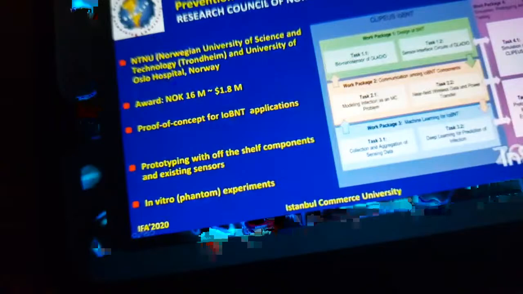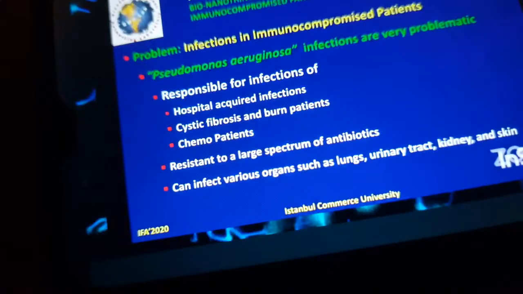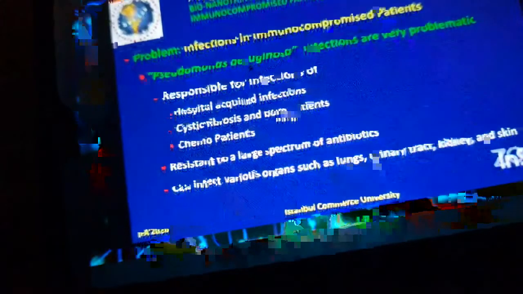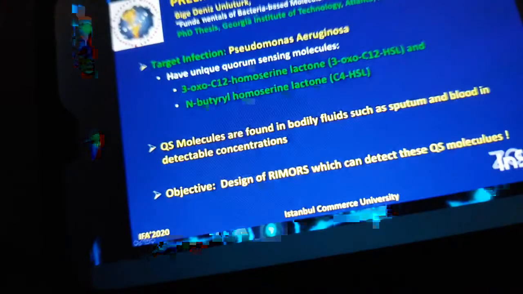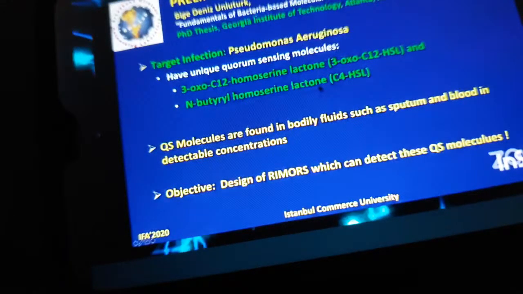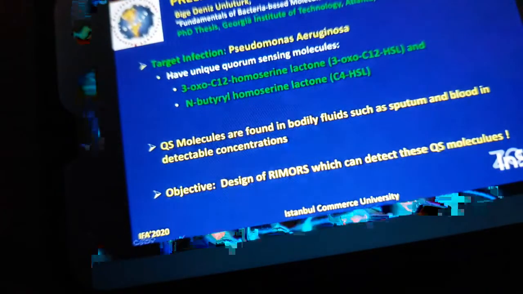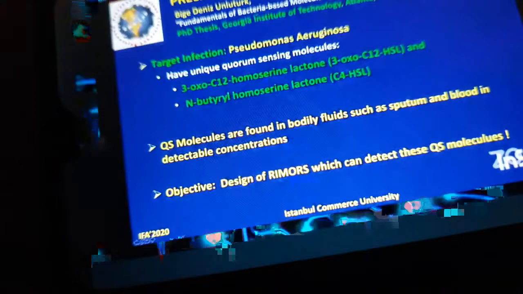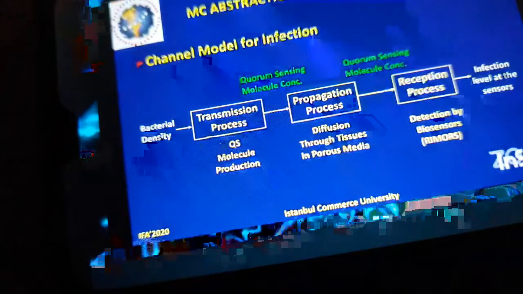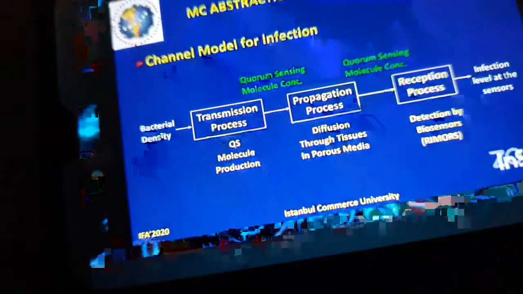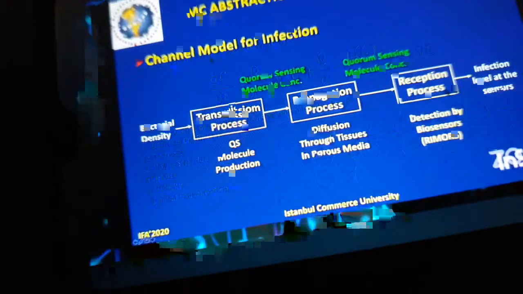We actually need people. So if some of you are interested, how can we detect that? They have this Pseudomonas aeruginosa for pneumonia detection. And these were acyl homoserine lactones, quorum sensing molecules. These molecules are found in bodily fluids such as sputum and blood, and we can detect these molecules. That's the question: the bacterial density, transmission process, propagation inside the body, and then the diffusion process in porous medium.